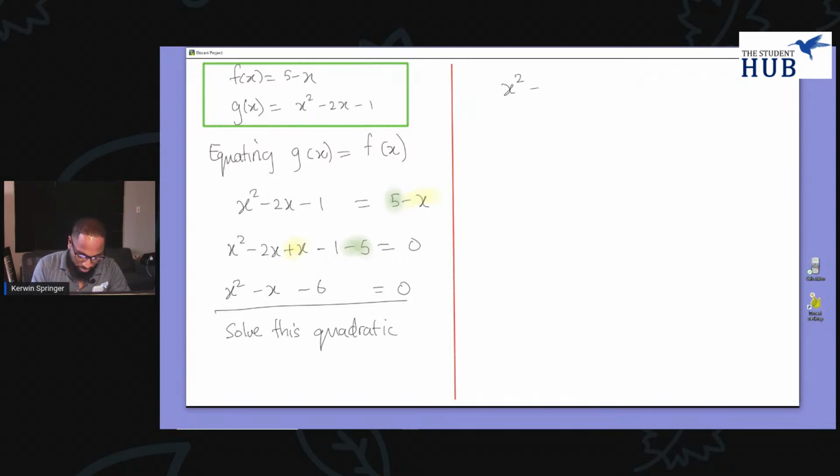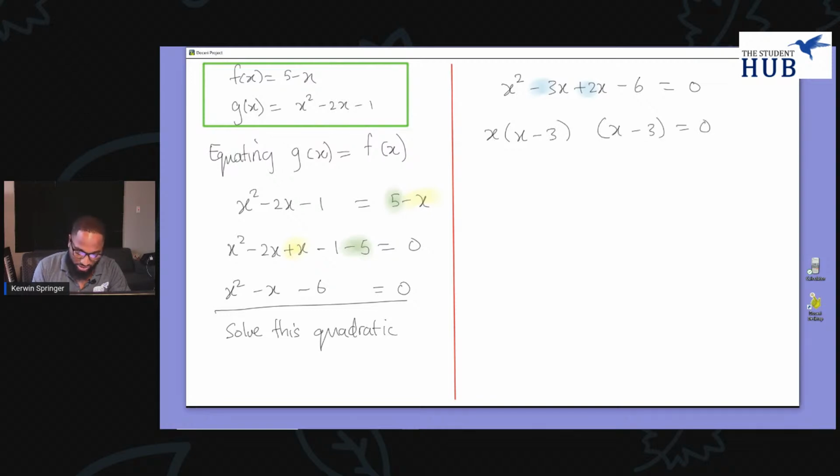Some of y'all may be giving me the steps for solving a quadratic. That's cool, but I wanted what's after we solve this quadratic. Do you know how we got these two numbers? If you don't, look up Kerwin Springer, how to solve a quadratic on YouTube, and you'll see. Those two numbers add to give me -1, but they also multiply to give me -6. And factorizing, I will get this.